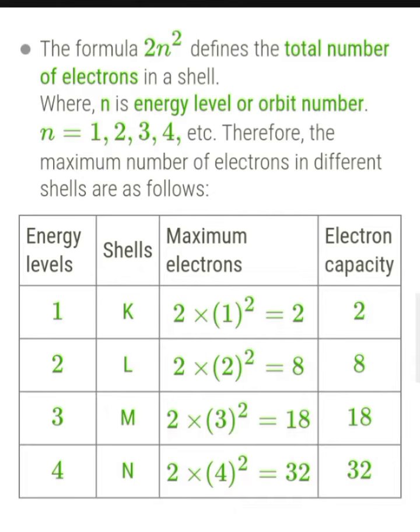The orbital number, which corresponds to the principal quantum number n here, is 1, 2, 3, 4, and so on. For K, n is 1. For L, n is 2. I've already explained that. You can see the answers here.